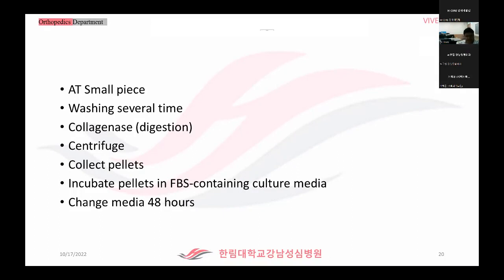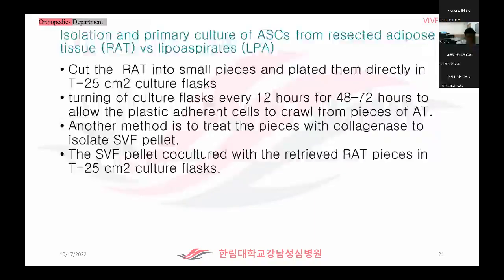It's just like SVF. So collect the pellet and incubate it in a media. Usually we prefer media like DMEM high glucose with 10% FBS, fetal bovine serum supplement. This is very important, and we need to change the media after 48 hours to avoid any additional shock during the culture condition.